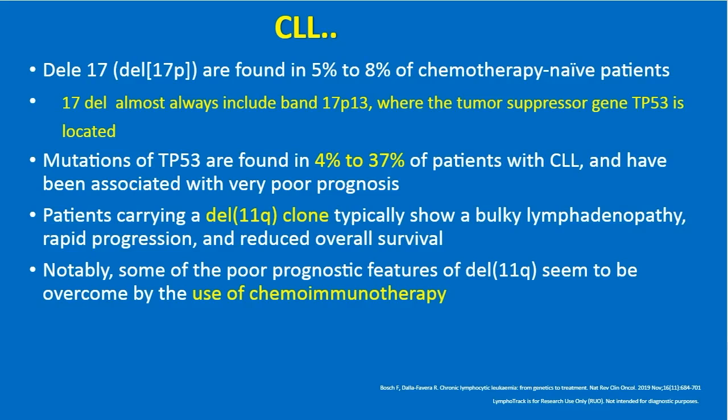And mutations in TP53 are also found in 4 to 37% of CLL patients, and overall with a very poor prognosis. And patients carrying deletion 11q typically show clinical characteristics like bulky lymphadenopathy, rapid progression, and reduced overall survival. Again, the ATM gene is involved in this etiology. And in addition, some of the poor prognostic features of deletion 11q can, fortunately, be overcome by some of the new chemoimmunotherapy treatment. That's good news.